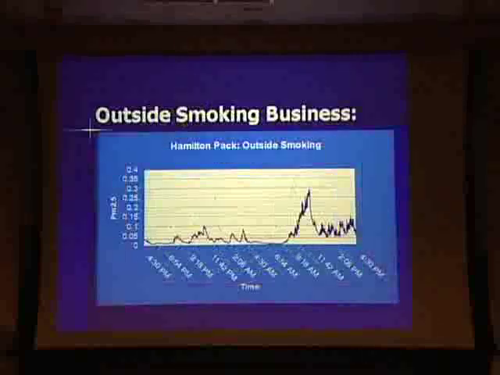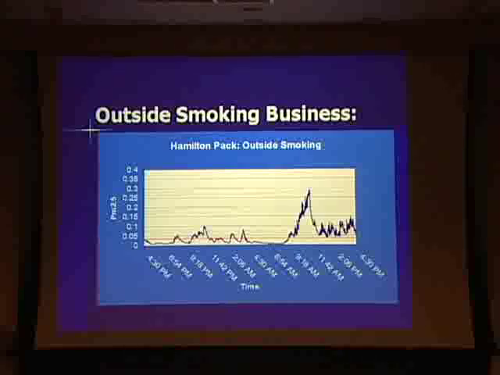For our outside smoking business, we chose Hamilton Pack, which is a meat processing plant. We put the DustTrak in the office where the employees come in after their smoking breaks outside. And their breaks are at 10 a.m., and then noon for lunch, and 3 p.m. And you can see that there are spikes then.